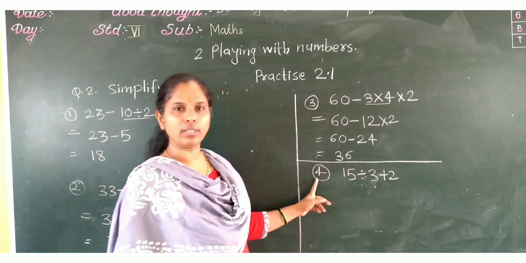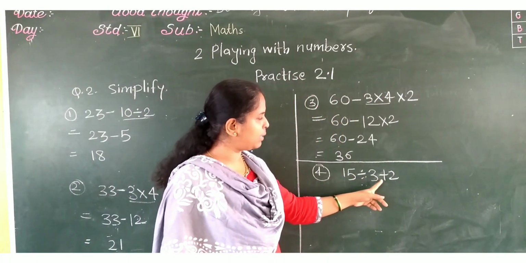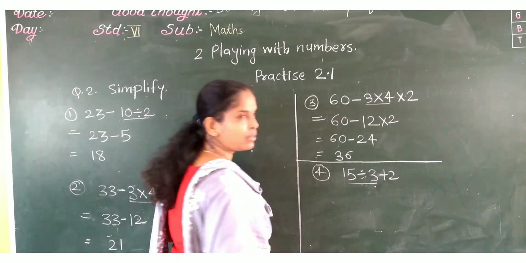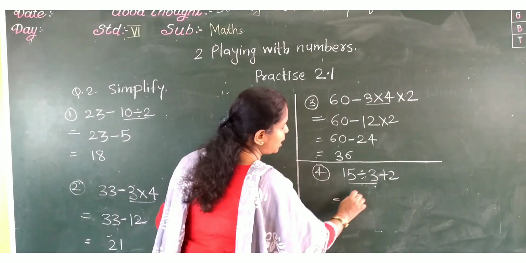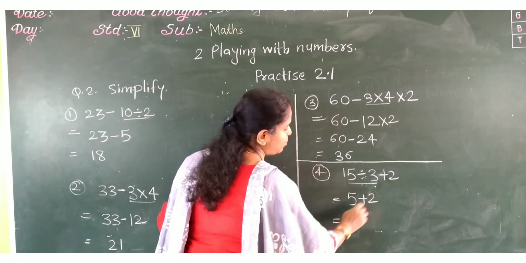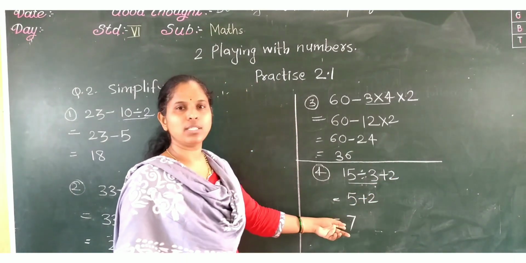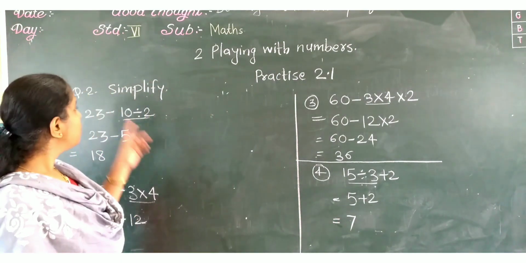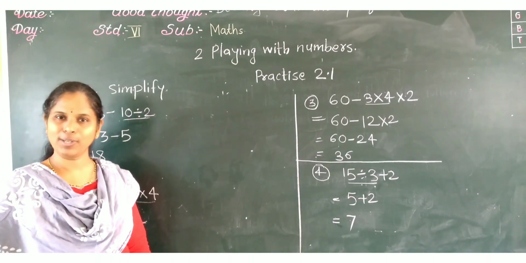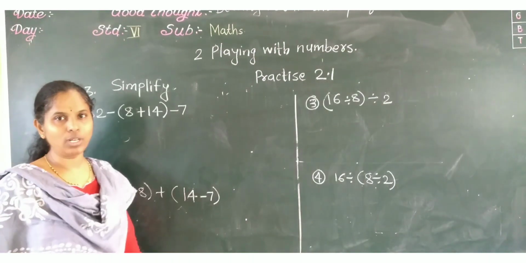Now the fourth one. 15 divided by 3 plus 2. First we have to carry out division. 15 divided by 3, the answer is 5. Then write plus 2. And 5 plus 2 is 7. So 7 is the answer. In this way, we can simplify the given problems. Followed?